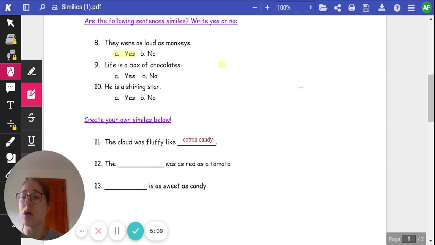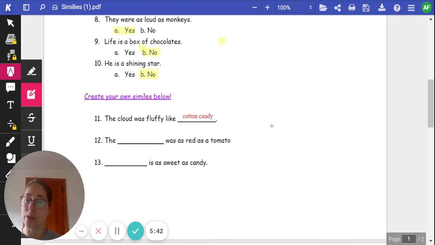Number 9, life is a box of chocolates. Out loud and on your paper, put yes or no if that is a simile or not. You should have said no because they are not using like or as to compare life to chocolates. And number 10, he is a shining star. Yes or no for number 10. Go ahead and say it out loud and write it down. And you should have had no because we're not using like or as to compare he and star.